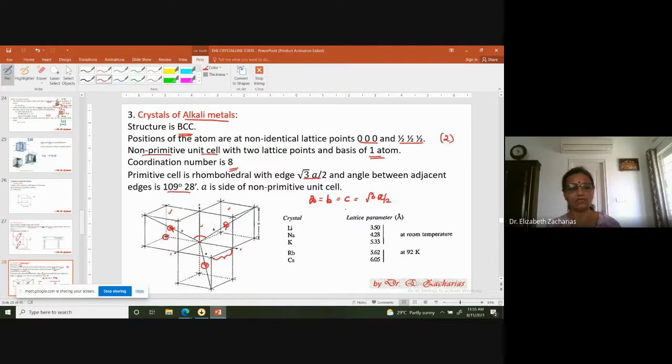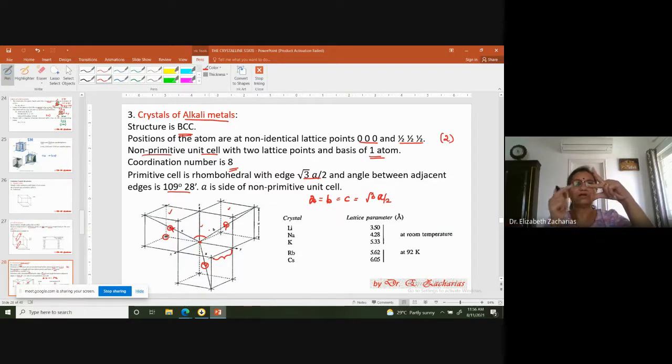This A is the length of the edge of the non-primitive unit cell. I again repeat, alkali metals take a BCC structure. Bravais lattice and the cell are the same in this case. The atoms are occupying 0, 0, 0 and half, half, half positions. Because it is non-primitive, we can construct a primitive. How do you do that? By connecting an atom here to the 3 nearest body centers. So this A, B, C that you have drawn now become your sides of the primitive cell.